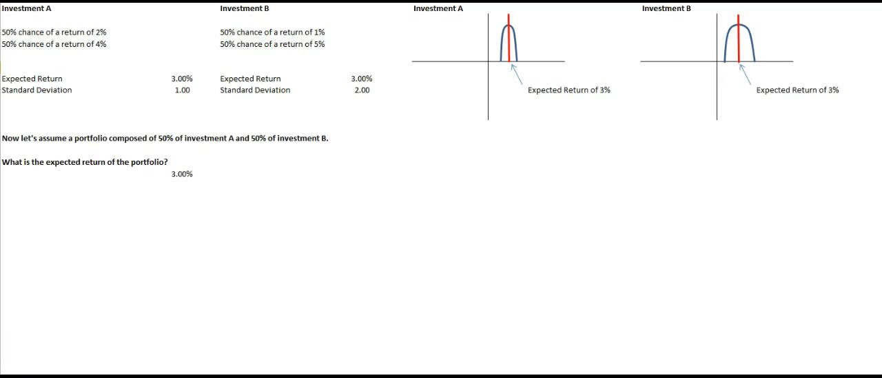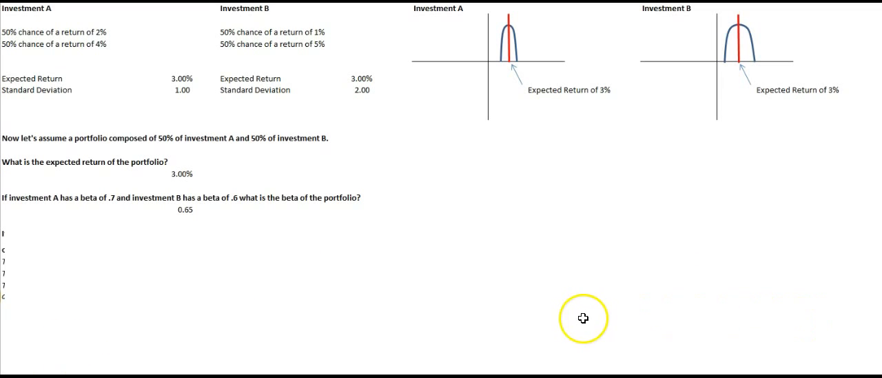So let's talk about a portfolio where half the portfolio is investment A and half the portfolio is investment B. What's the expected return of the portfolio? Well, it's the weighted average. 0.5 times 3%, because half the portfolio is in A, plus 0.5 times 3%, because half the portfolio is in B, tells us that the expected return for the portfolio is 3.